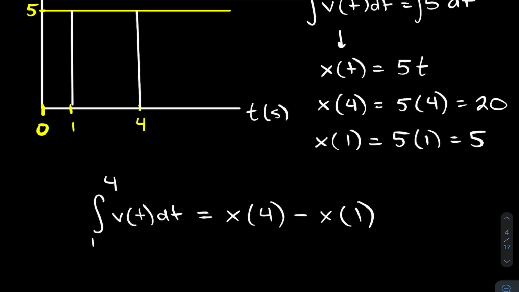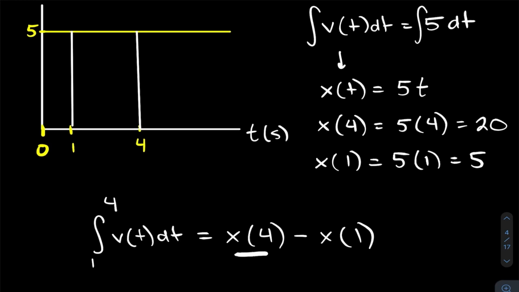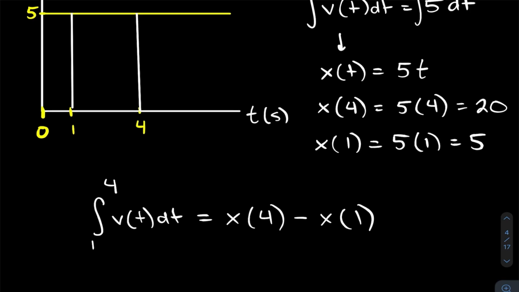But that's what we get here. Okay, so we integrate it, like an indefinite integral, we find that position function. And then we plug in x of 4 to get that total area, and we subtract off this little itty bitty area from 0 to 1 to get the area from 1 to 4. Okay? And that is basically what the Fundamental Theorem of Calculus Part 2 is.